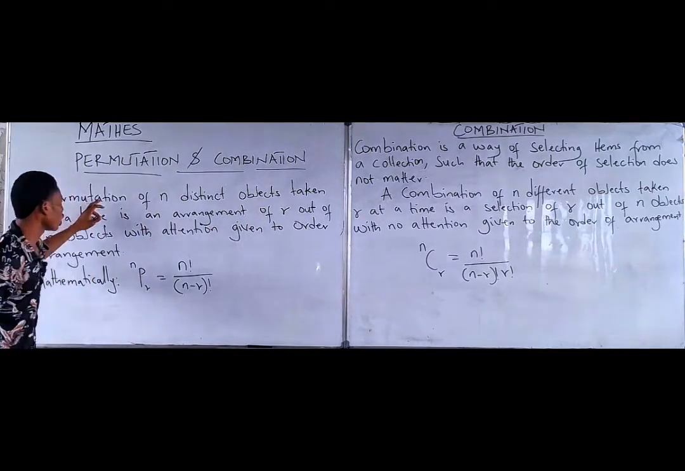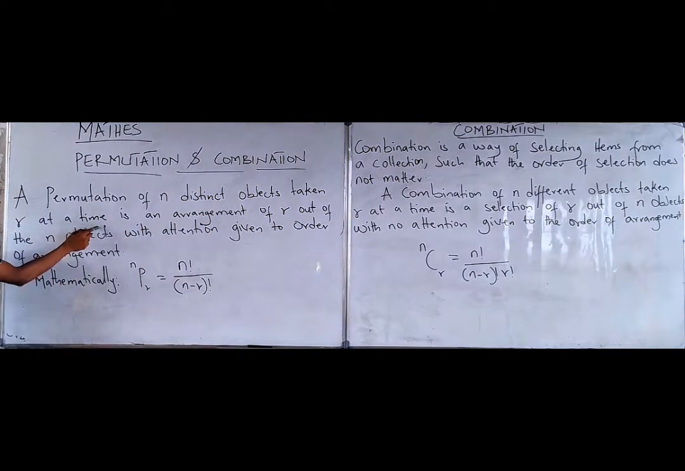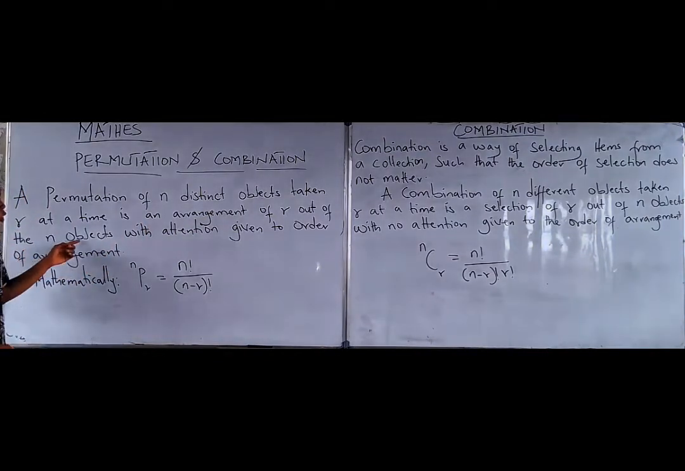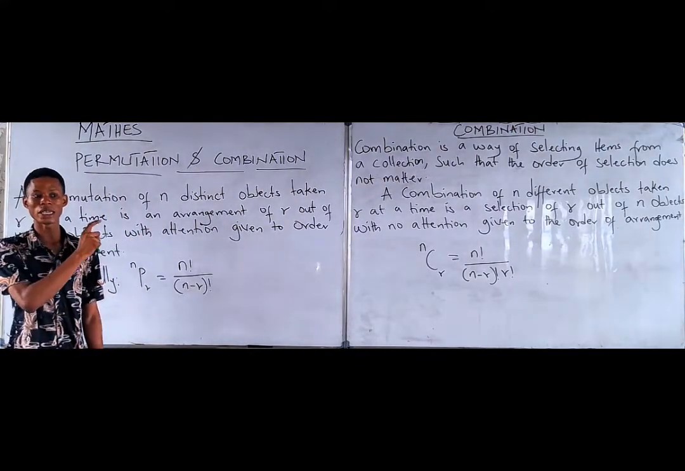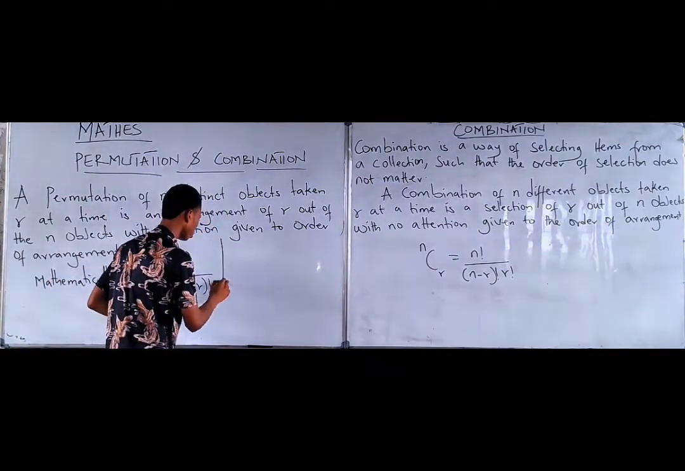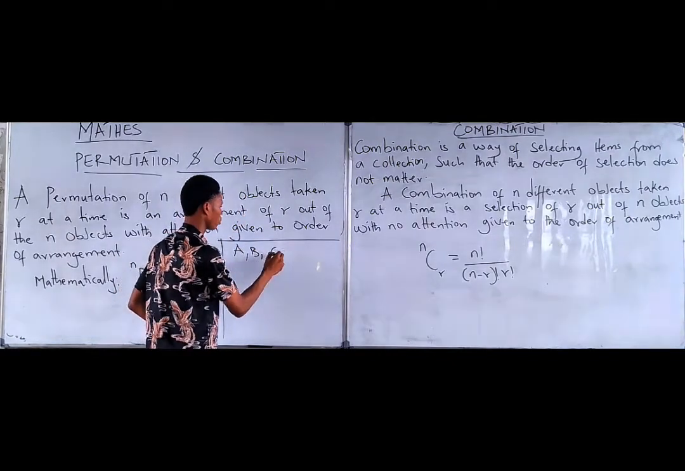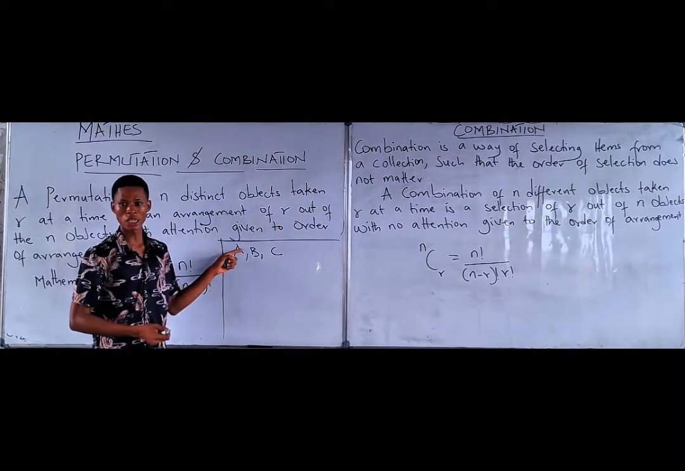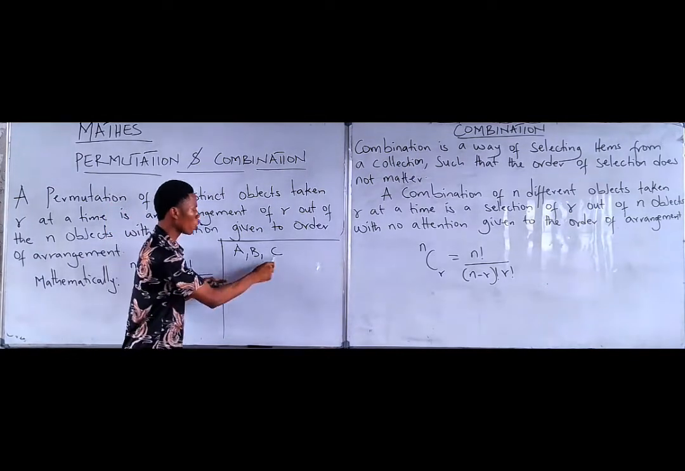Now, a permutation of n distinct objects taking r at a time is an arrangement of r out of the n objects with attention given to the order of arrangement. Now, this is grammar, but the basic thing here is, if you want to arrange, let's say I have 3 persons here, A, B, and C, and I want to take them 2 at a time. In what order can I arrange them?